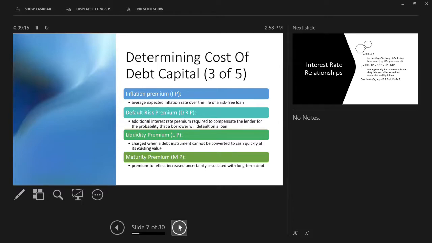And the default risk premium is the additional interest rate premium required to compensate the lender for the probability that the borrower will default on their loan. So you are looking at the interest rate over the default. That's what we call default risk premium, and we'll use the short form DRP. Then the third one would be the liquidity premium, charged when a debt instrument cannot be converted into cash quickly.